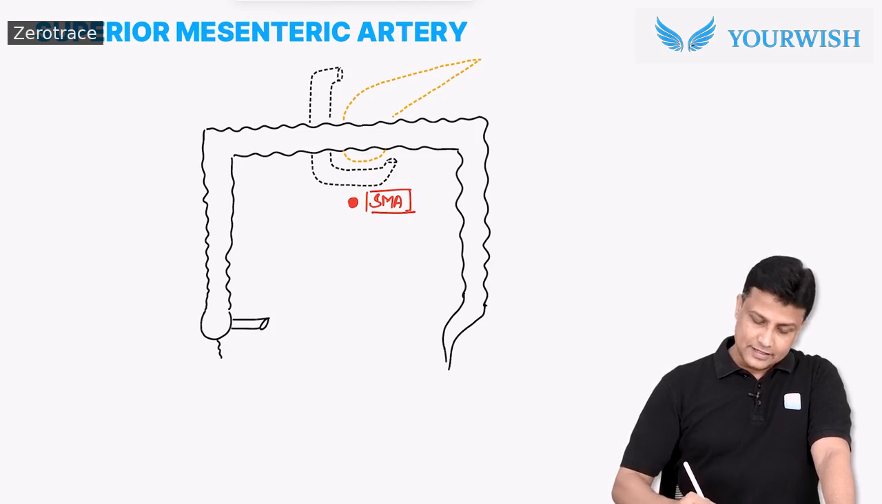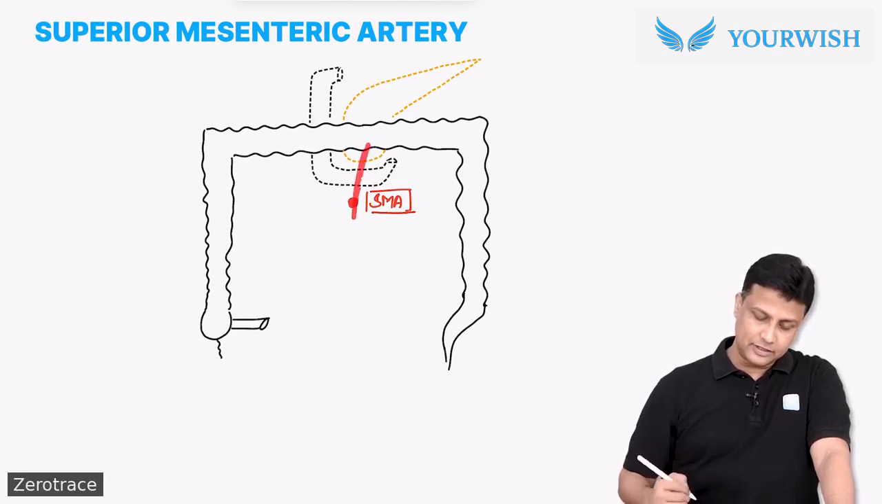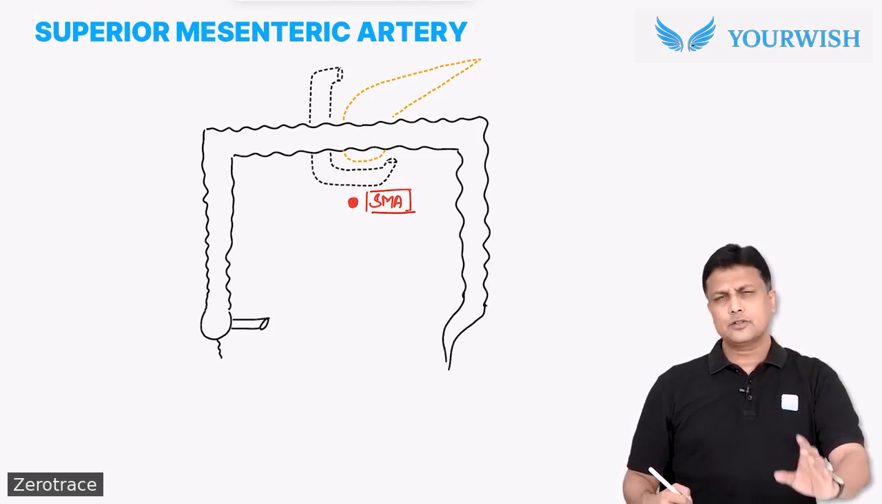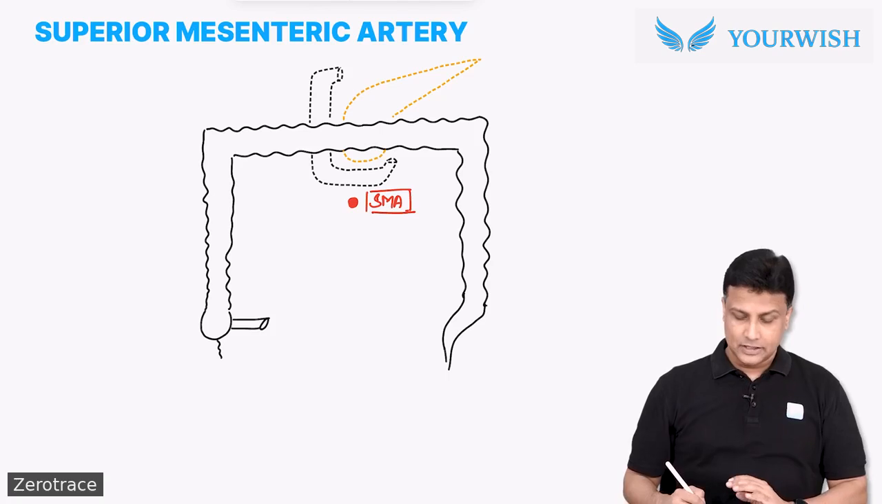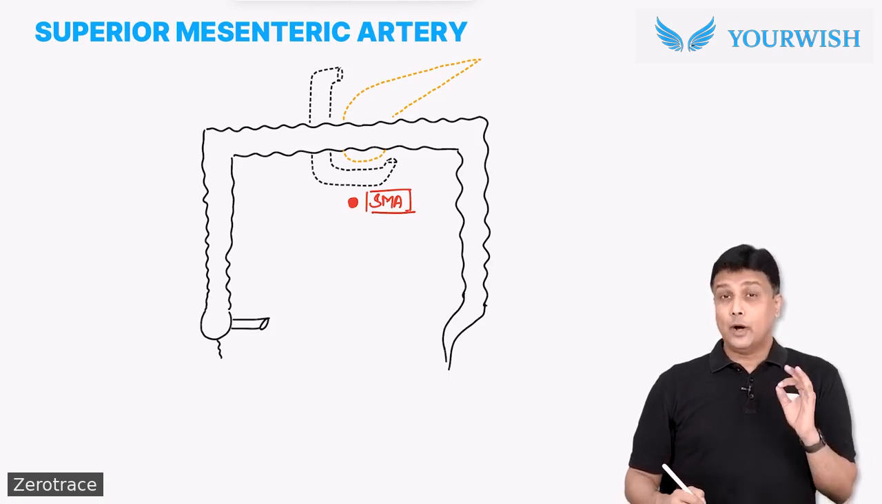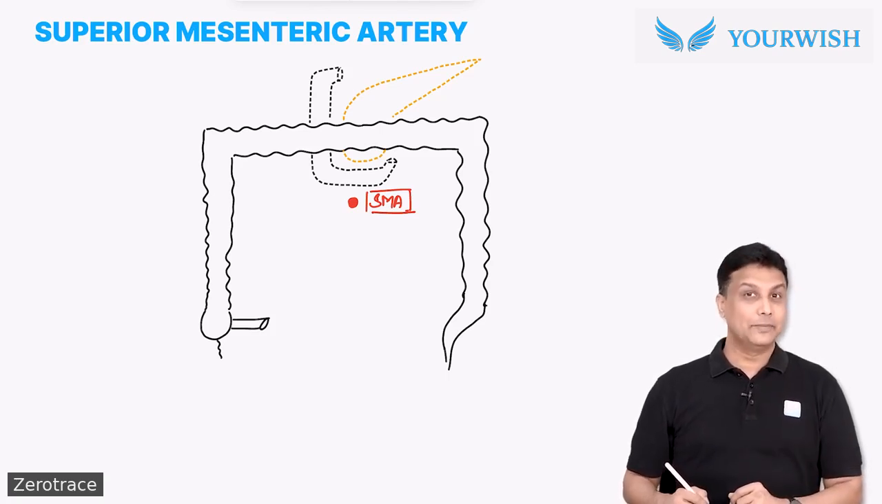So right in front of the uncinate process here, and then right in front of the third part of the duodenum, it is coming out. So I'm not drawing right from over there. I'm just representing it schematically over here. Superior mesenteric artery. Now our intention mainly here is to learn the branches right now in the class itself.